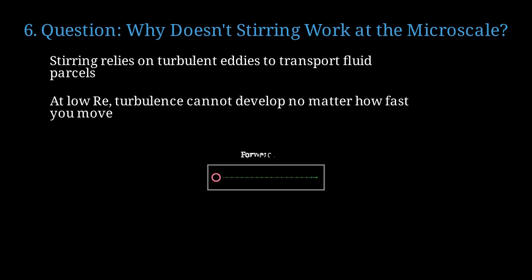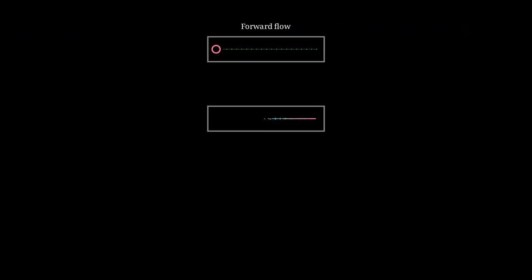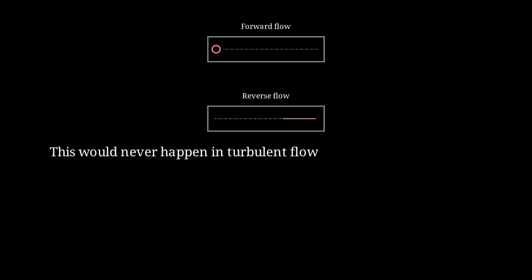If you inject a blob of dye and let it stretch along the channel during forward flow, then reverse the flow direction, the dye blob retraces its path and reconcentrates back to its original position. This remarkable behavior would never happen in turbulent flow, where mixing is irreversible.